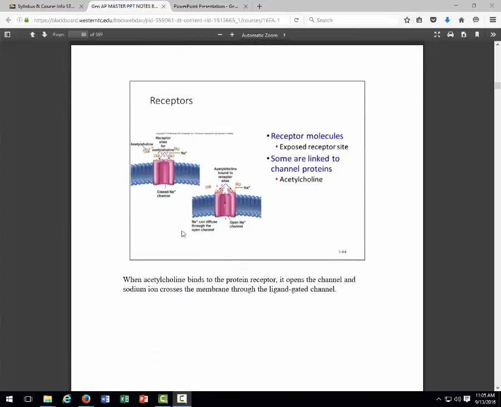So here's an example. You tell me, what type of channel is this showing? It's a gated channel. Which type of gated? Is it voltage gated or ligand gated? Ligand gated. And in this case, what is the ligand? Yeah, the acetylcholine. That has to bind, then it opens up that channel and allows the sodium to enter.